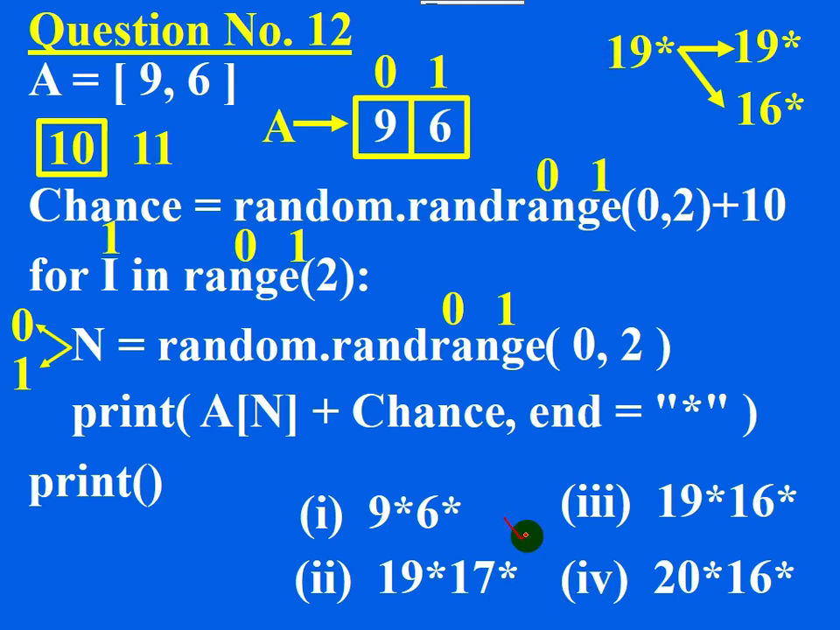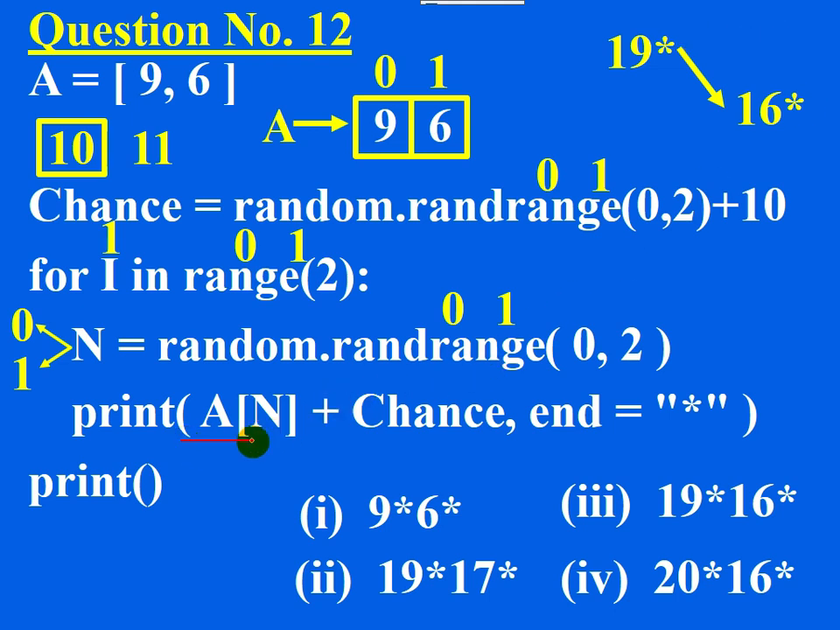Now when you examine the output options, you can see that there is an option starting with 1916. So you need to continue this forward. There is no option 1919. So you can cancel this.